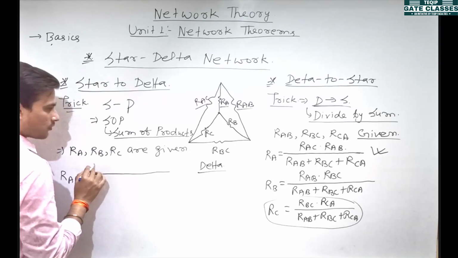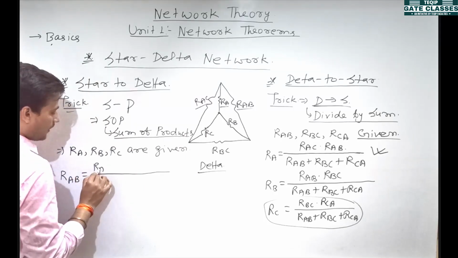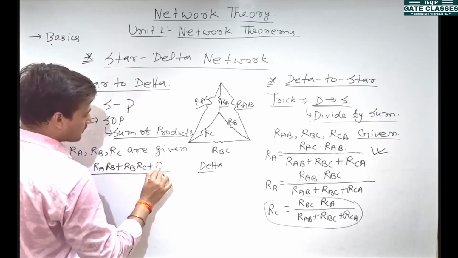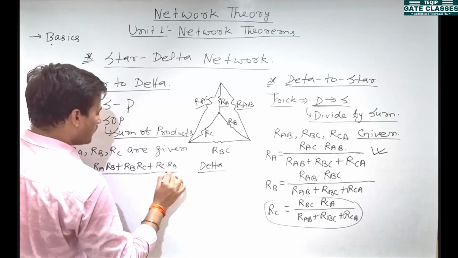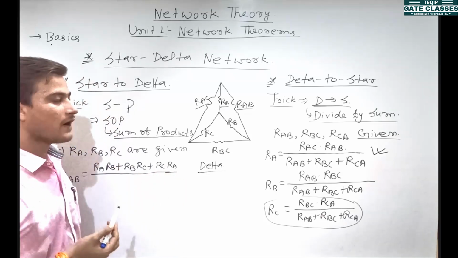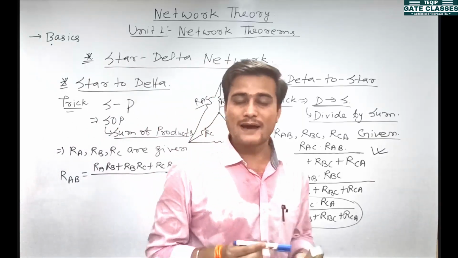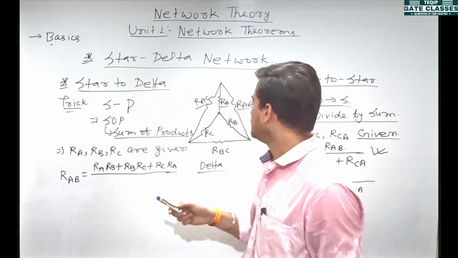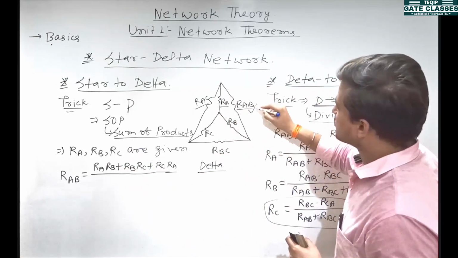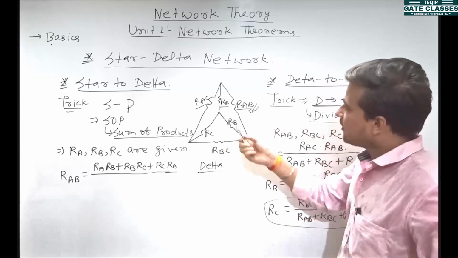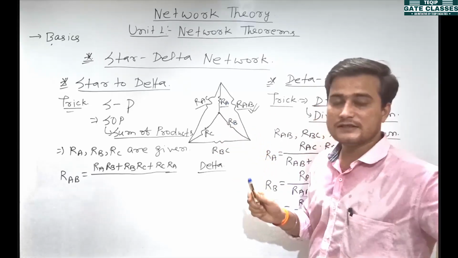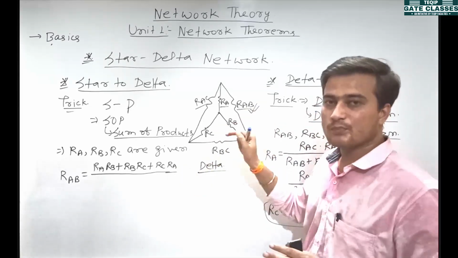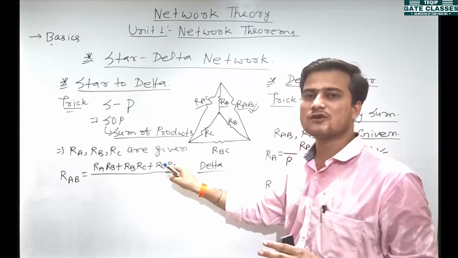What will be the sum of products? Here we write RA RB plus RB RC plus RC RA. Clear? At the denominator, you'll have to divide by one resistance. So you are writing the expression for RAB. Here three resistors are there: RA, RB, and RC. Now you have to choose by which resistance this expression will be divided.